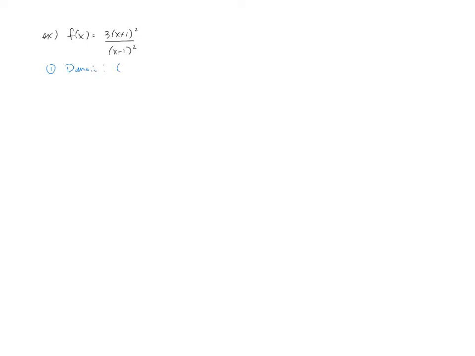The domain of this now is negative infinity to 1, union 1 to positive infinity. So now we're dealing with something that has a discontinuity at x equals 1. In this case, we know it's going to be the vertical asymptote. So that takes us into step 2. We know it's a vertical asymptote, right?